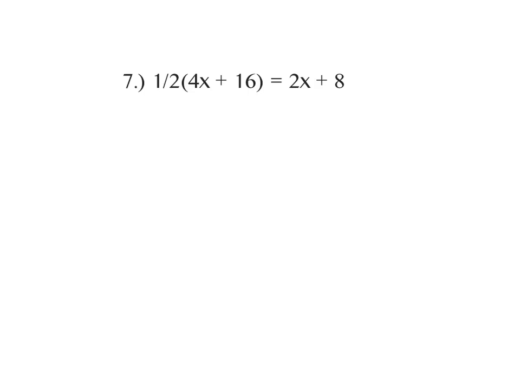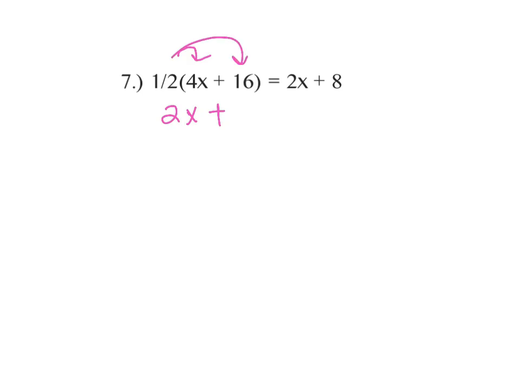All right, so you should have solved number 7. So we're just going to quickly go over this to make sure you've got the right answer. 1/2 times 4, or 1/2 of 4, is 2x. Half of 4 is 2. 1/2 times 16 is 8, equals 2x plus 8.